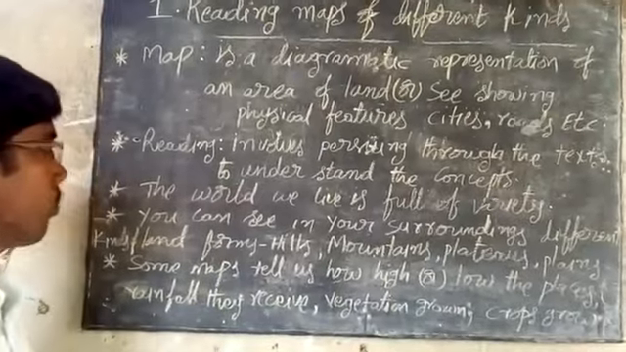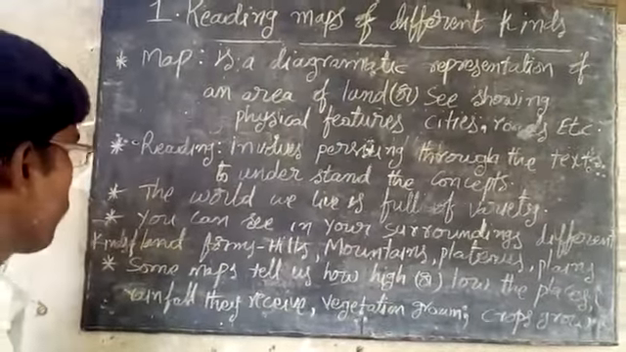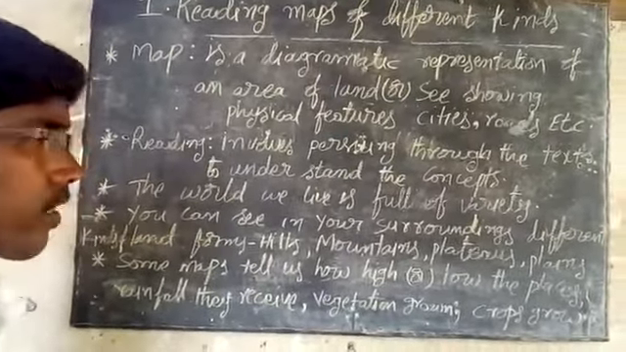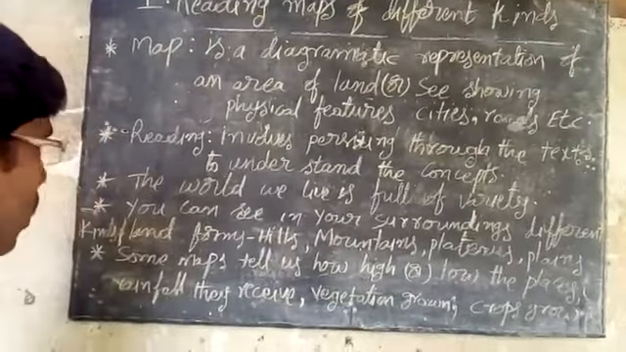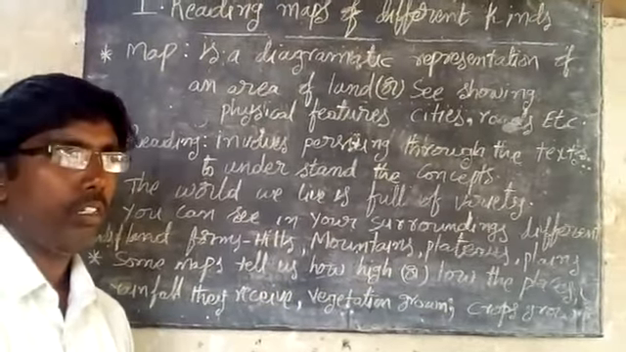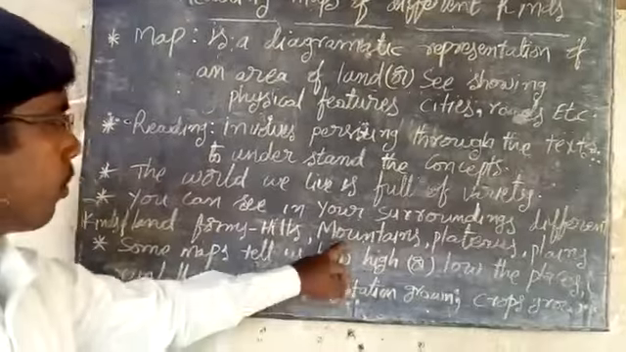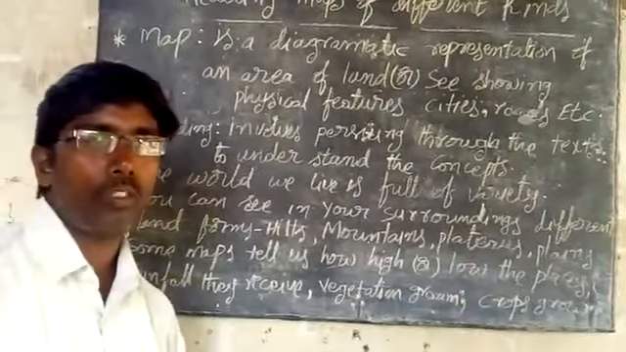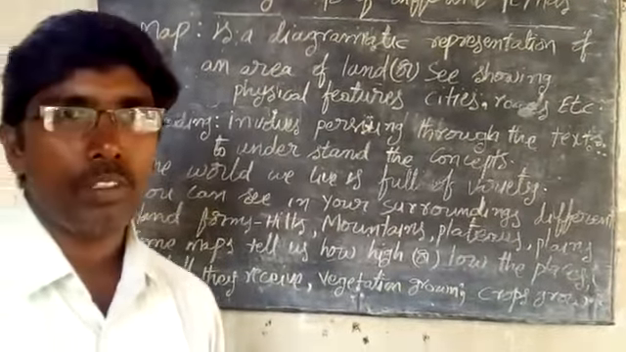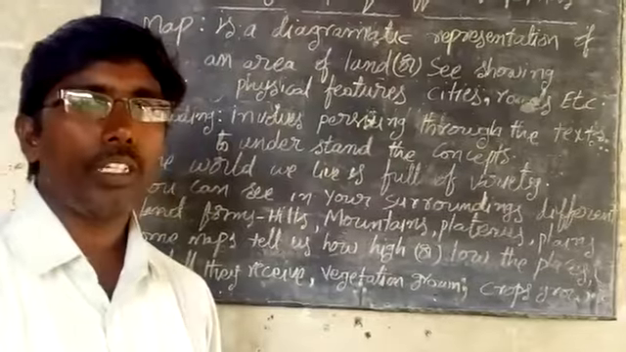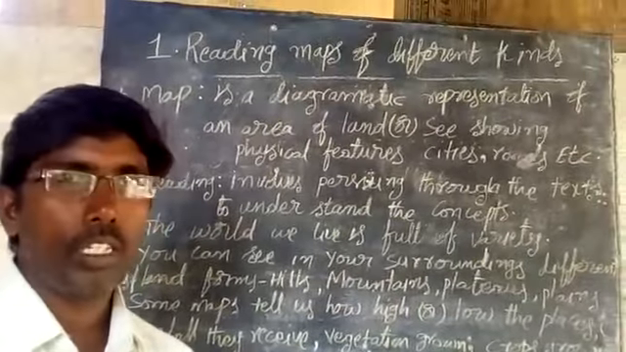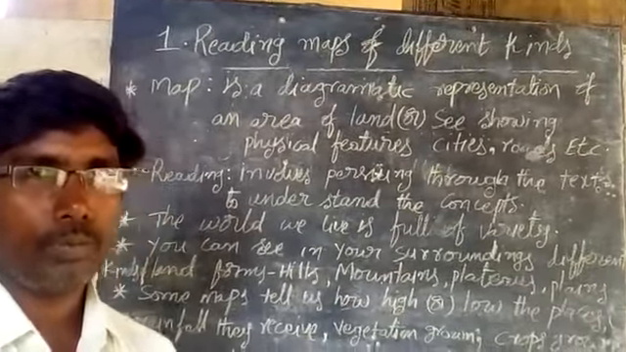The world we live in is full of variety. You can see different kinds of landforms in your surroundings. Example: hills, mountains, plateaus, plains, valleys, deserts. Like that, you can see different kinds of landforms in your surroundings.